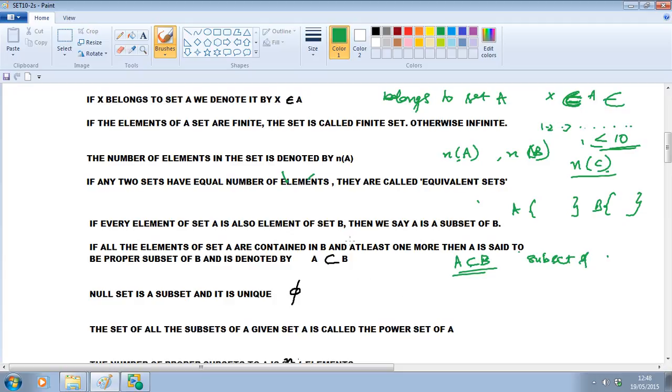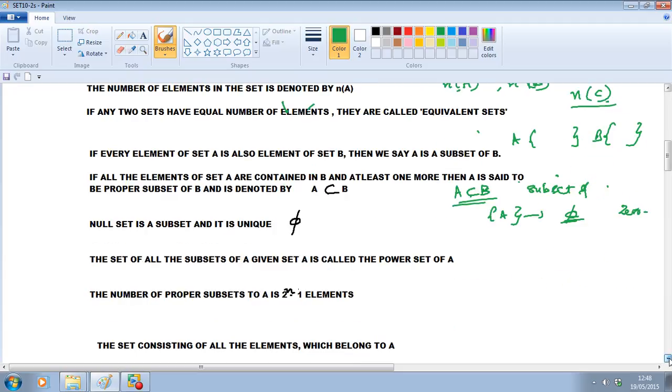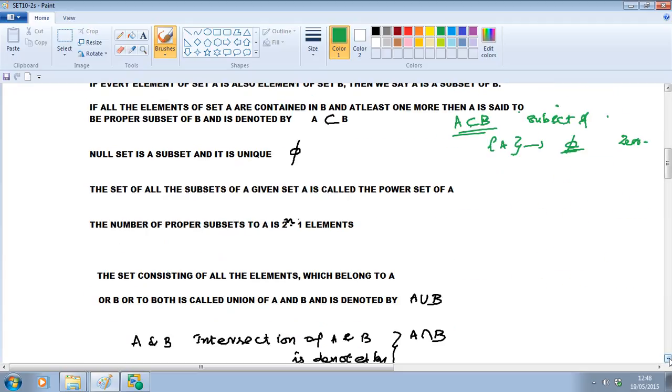We say null set. What is this null set? A new word is introduced. A null set is a subset and is unique. Null set means no elements are there. It is just like 0. We introduce one null set. The null set is used for certain calculations that we will come to later.